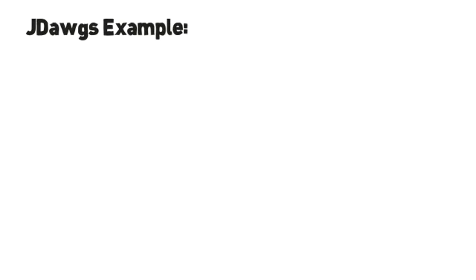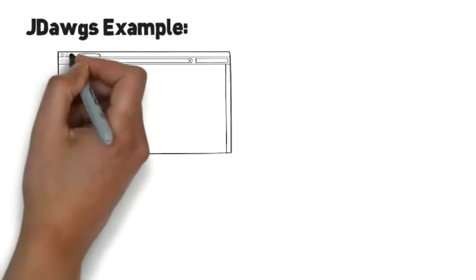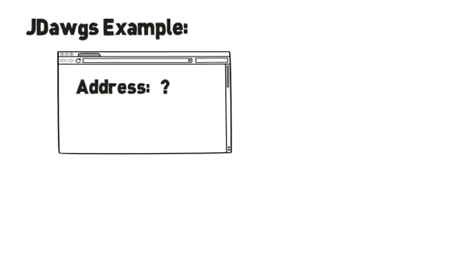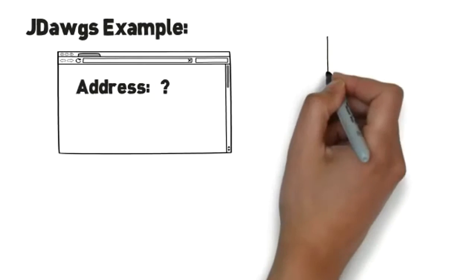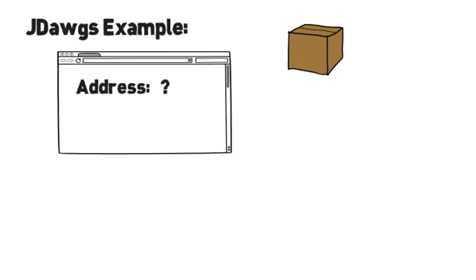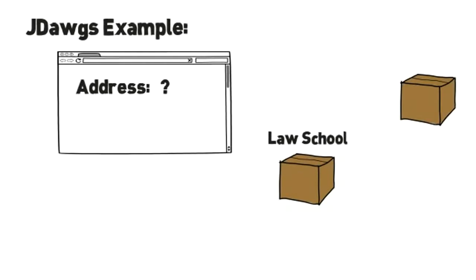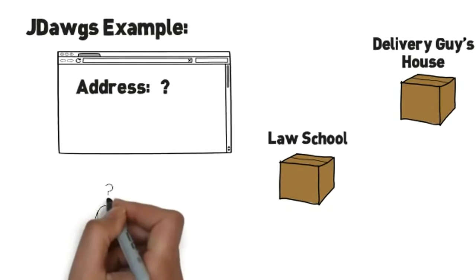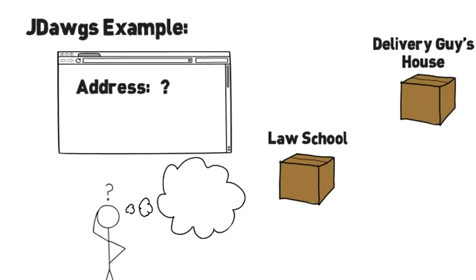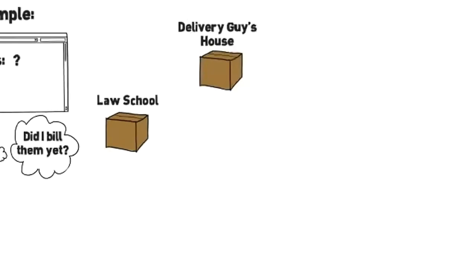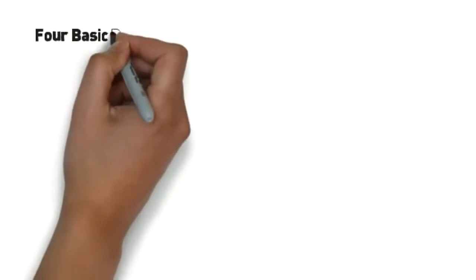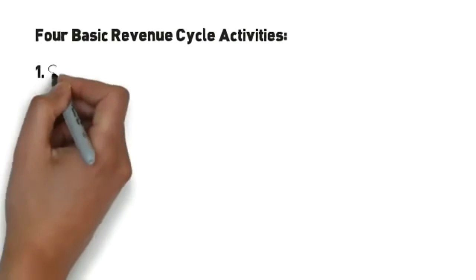The law school could order online but never be required to enter an address, making it difficult to deliver the order. Or maybe they use a third party to deliver their goods, and only one box makes it to its destination, while the other ends up at the delivery guy's house. Or maybe the billing clerk totally forgets to send the bill. Now, each of the four revenue cycle activities has specific threats and controls, and we'll talk about these in the following videos.